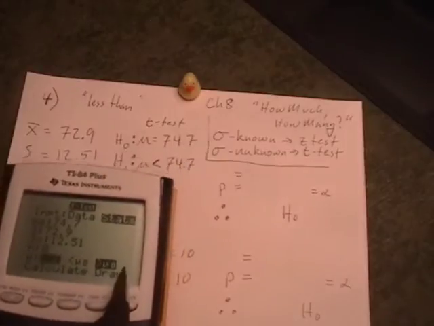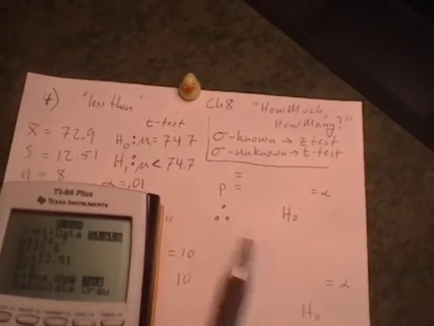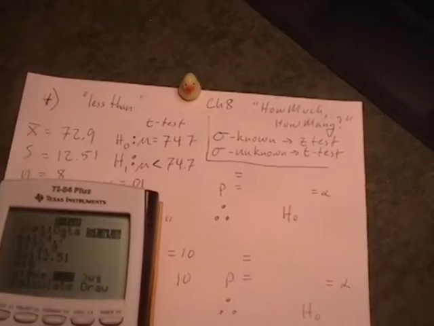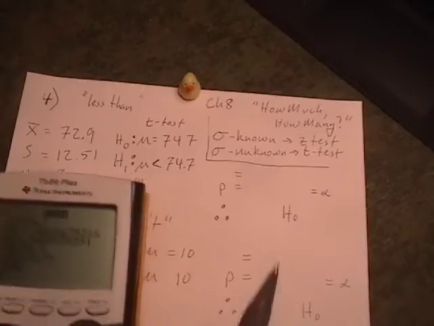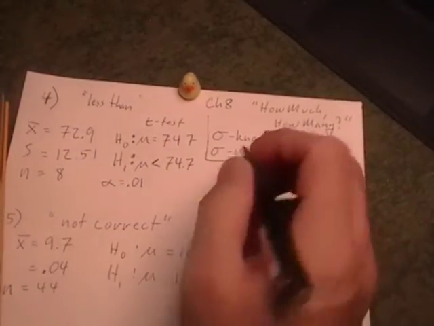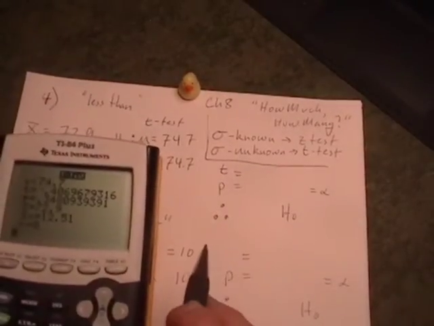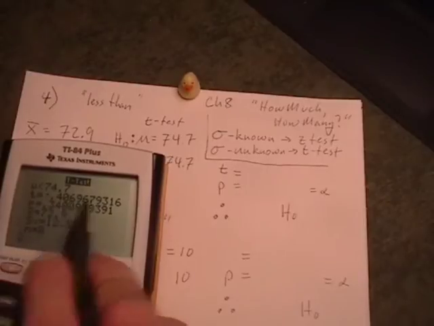As for which of these to use, because it's a less than sign here, I highlight and select less than, and I'm ready to calculate. Because it was a t-test, my test statistic is t. I still want 3 decimal places, so negative 0.407.